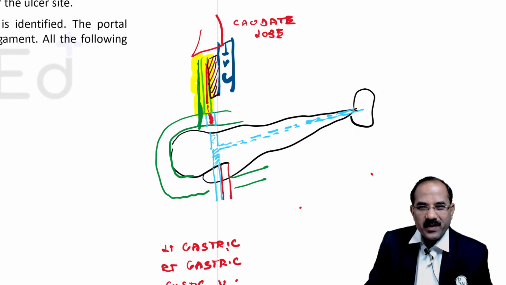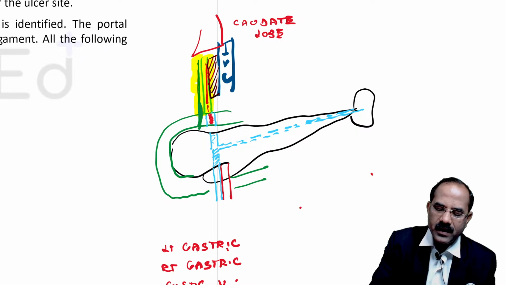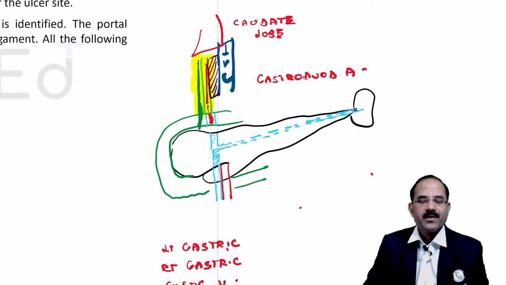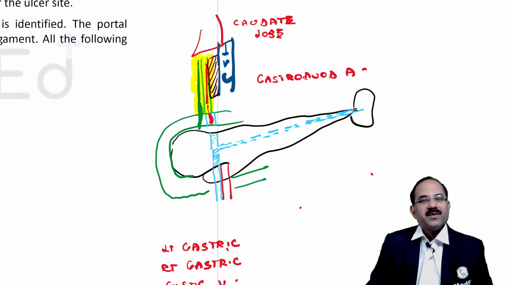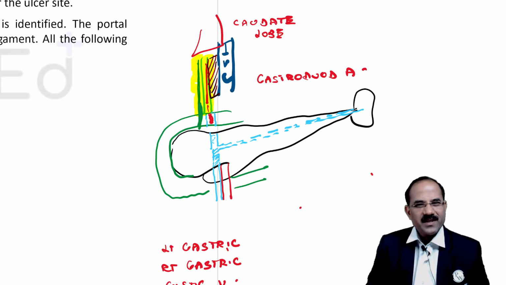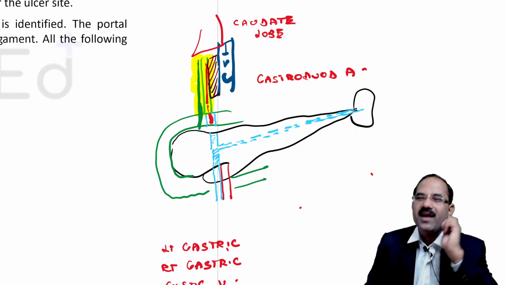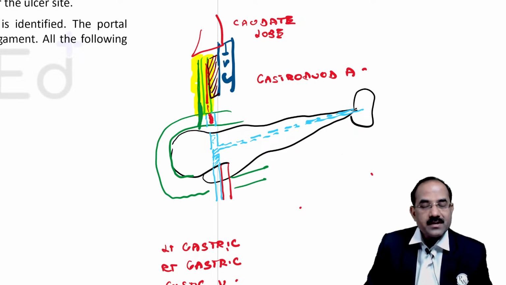ये पता होगा आपको? Huh? Yes, what is that? The artery is gastroduodenal artery. Very good. It's the gastroduodenal artery. So that's how you understand the relations of the retroduodenal part of the portal vein. ठीक है ना? Right side is the bile duct, left side is the gastroduodenal artery. ये याद रखना.